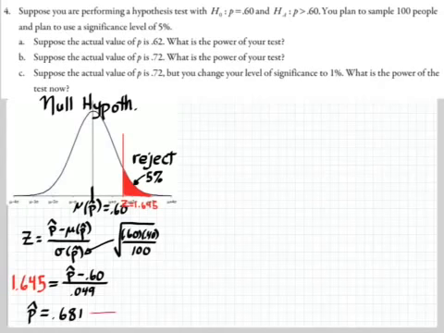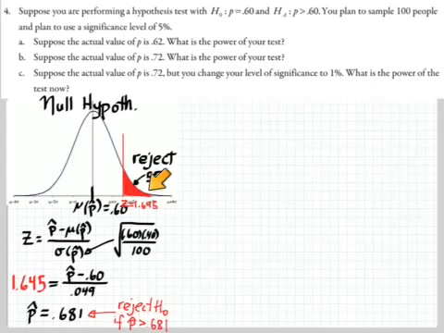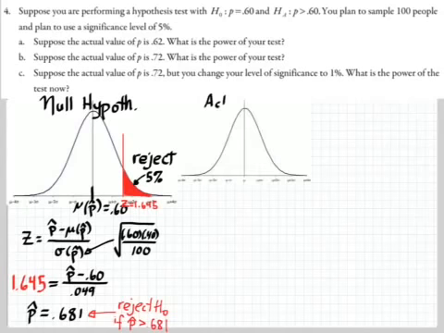So this tells me that I'm going to reject the null hypothesis if the observed p hat that I actually see from my sample is 0.681 or higher, because then it will be out in this region, and the area shaded to the right will be less than 5%, less than my significance level. I will reject the null hypothesis. So now the question is, in part A, how likely is that to happen?